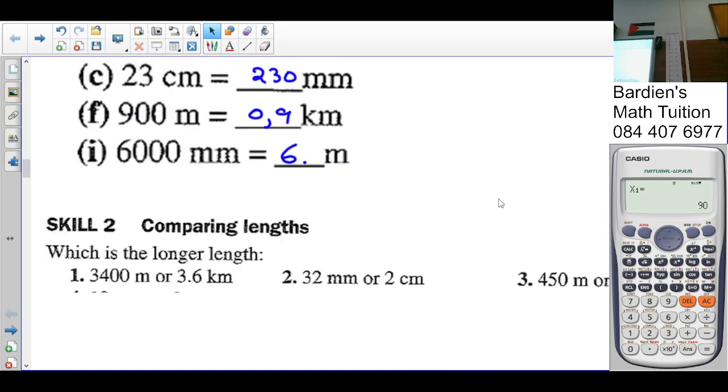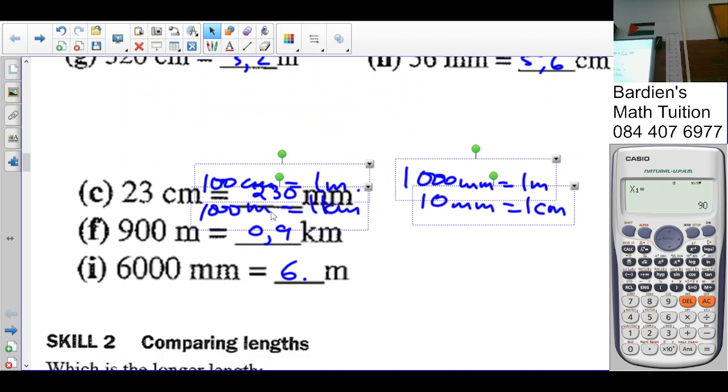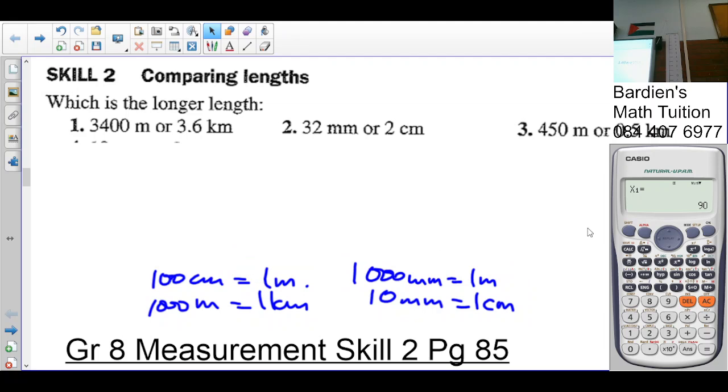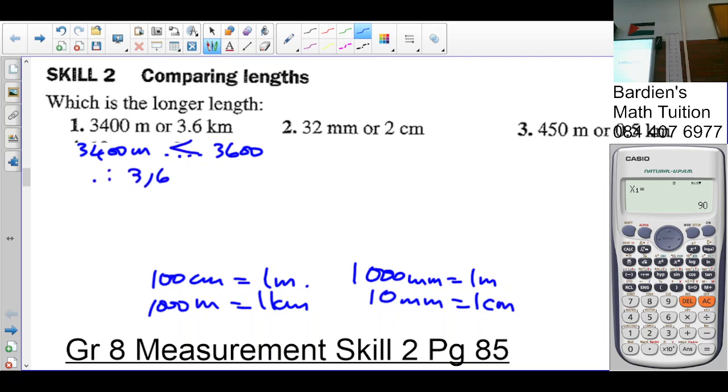Alright. So again, I just need this conversion table thing. So you got 3,400 meters, and we have 3,6 kilometers. How many meters is that? How many meters are there in a kilometer? 1,000. So 3,6 kilometers is how many meters? 3,600. Why? Because I must multiply, not so. So which one is larger? So therefore, 3,6 kilometers is longer. No?